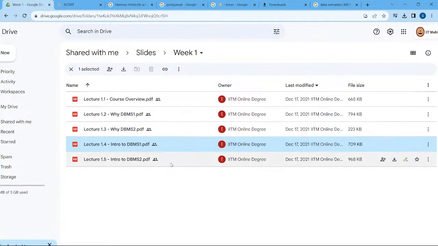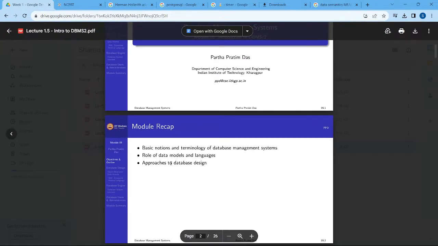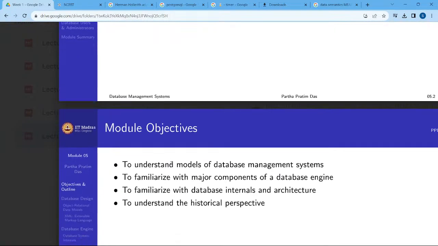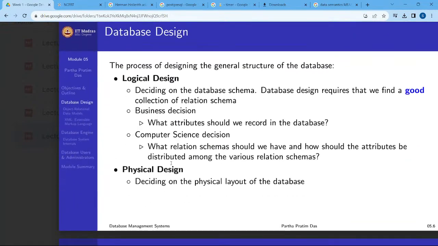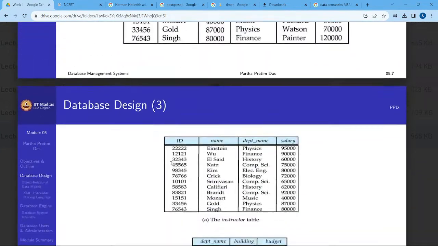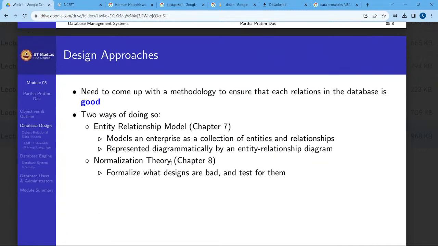Okay, array, no issue. Data design. Okay, so we need to again see data design. Design approach. Let's jump right into design approach. We need to come up with a methodology to ensure that each relation in the database is good.